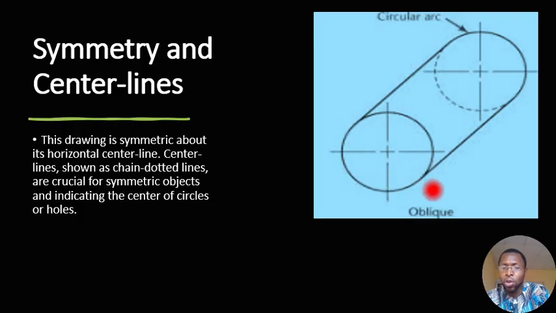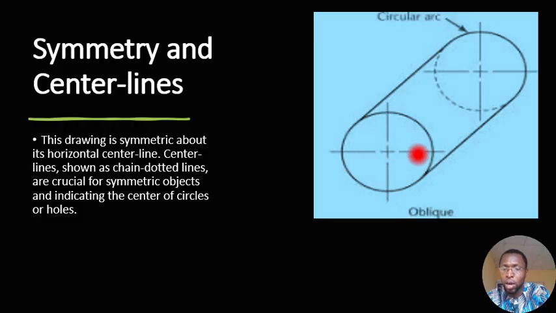Okay, and they are crucial for symmetric objects. What they indicate is the center of circles and holes. Now these two center lines here indicate the center of this circle, as they indicate the center of this other circle here. They also help us, the horizontal part of the center line helps us to divide the object into its symmetry. Okay, now when we say symmetry, into equal halves.